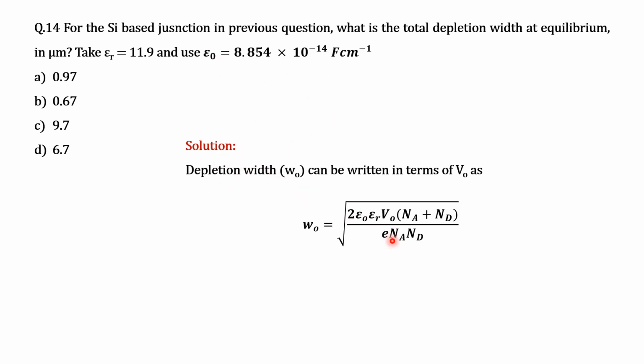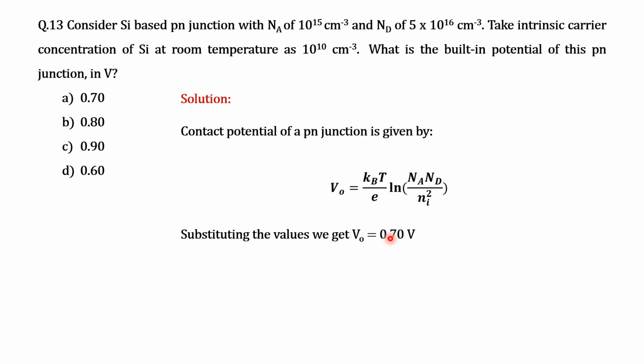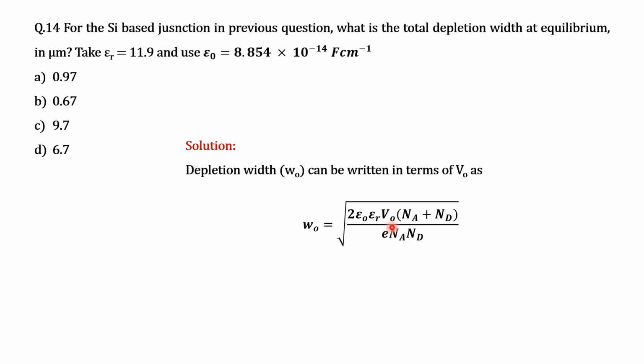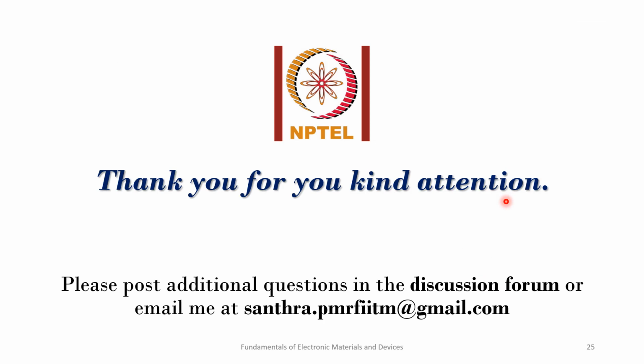Once V0 is known to us, V0 we have already calculated in the previous question as 0.70, and the V0 that you have obtained, you have to substitute over here. Rest all is given in the question itself, and using that you can find the value of the depletion width. So these are the questions for today, and the answer would be 0.97 micrometer.